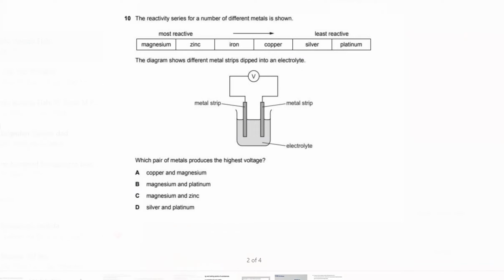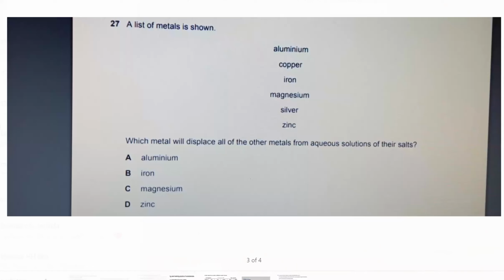Okay, next one is a list of metals. Which metal will displace all the other metals from an aqueous solution of this salt? The more reactive metal displaces the less reactive one. That's it. So which metal will displace all of them? Aluminium. But sir, the mark scheme said it was going to be C.